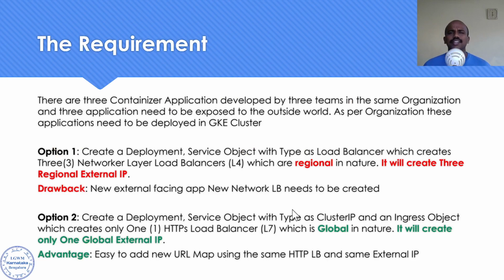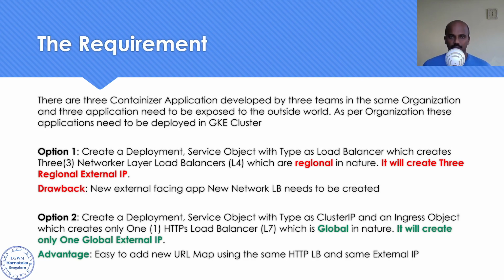Now, this is a requirement which I wanted to show you using network load balancer and the HTTPS load balancer, so layer 4 and layer 7. Assume we have 3 containerized applications developed by 3 different teams in the same organization, and all these 3 applications need to be exposed to the outside world, meaning they need to have an external IP address. Now as per the company's policy, these applications need to be deployed in GKE only, no Cloud Run kind of stuff. So let's assume it is only Kubernetes.